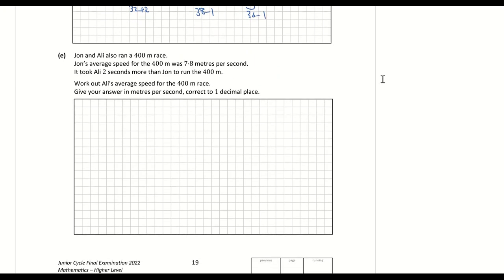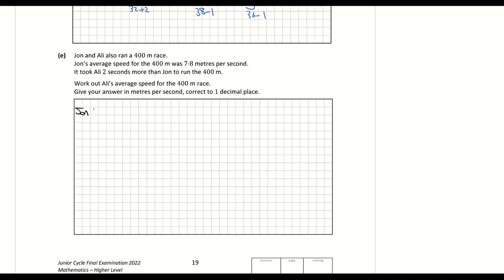Looking now at the final part of this question, John and Ali also ran a 400 meter race. John's average speed for the 400 meters was 7.8 meters per second. It took Ali 2 seconds more than John to run the 400 meter race. Work out Ali's average speed for the 400 meter race. Okay, so a little bit of work in this one.